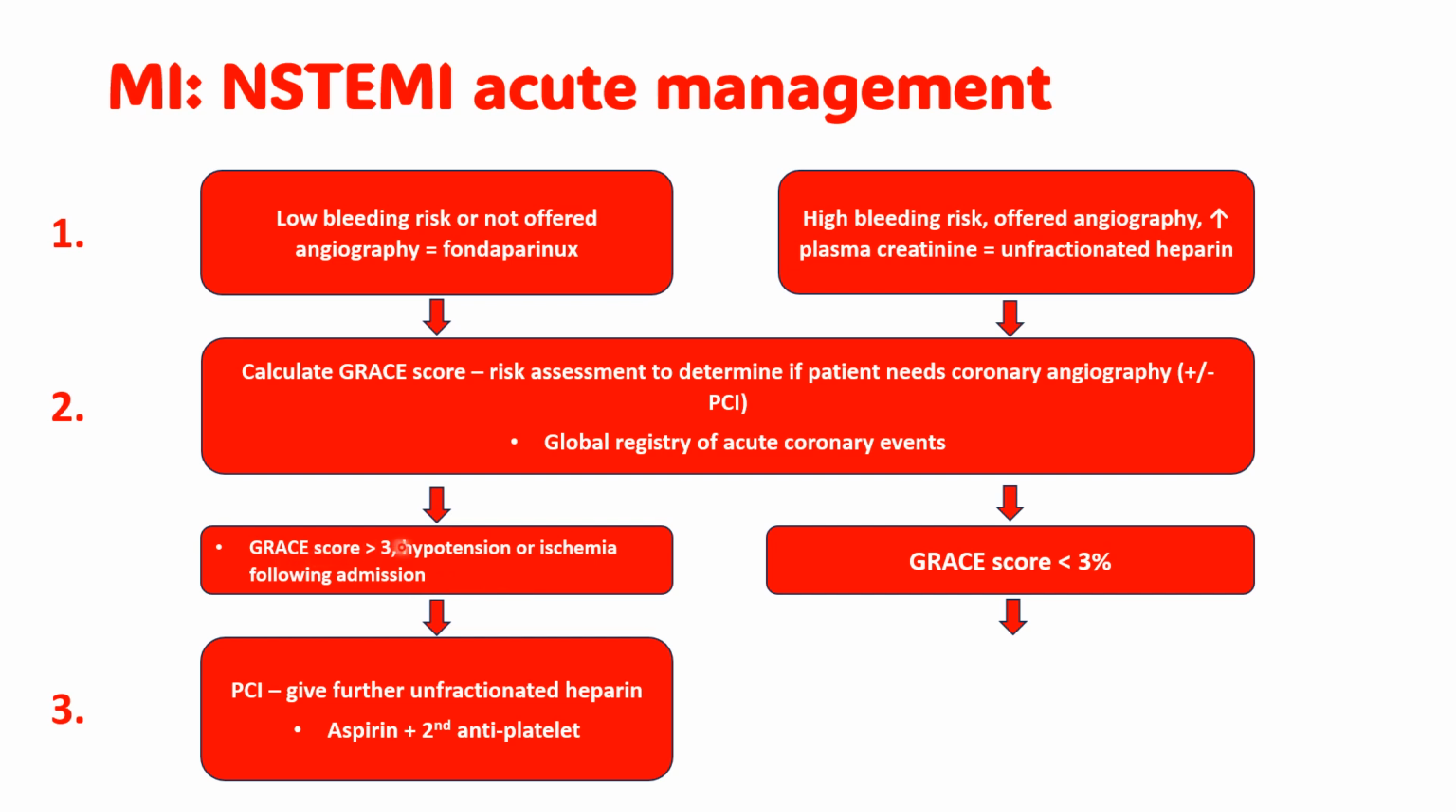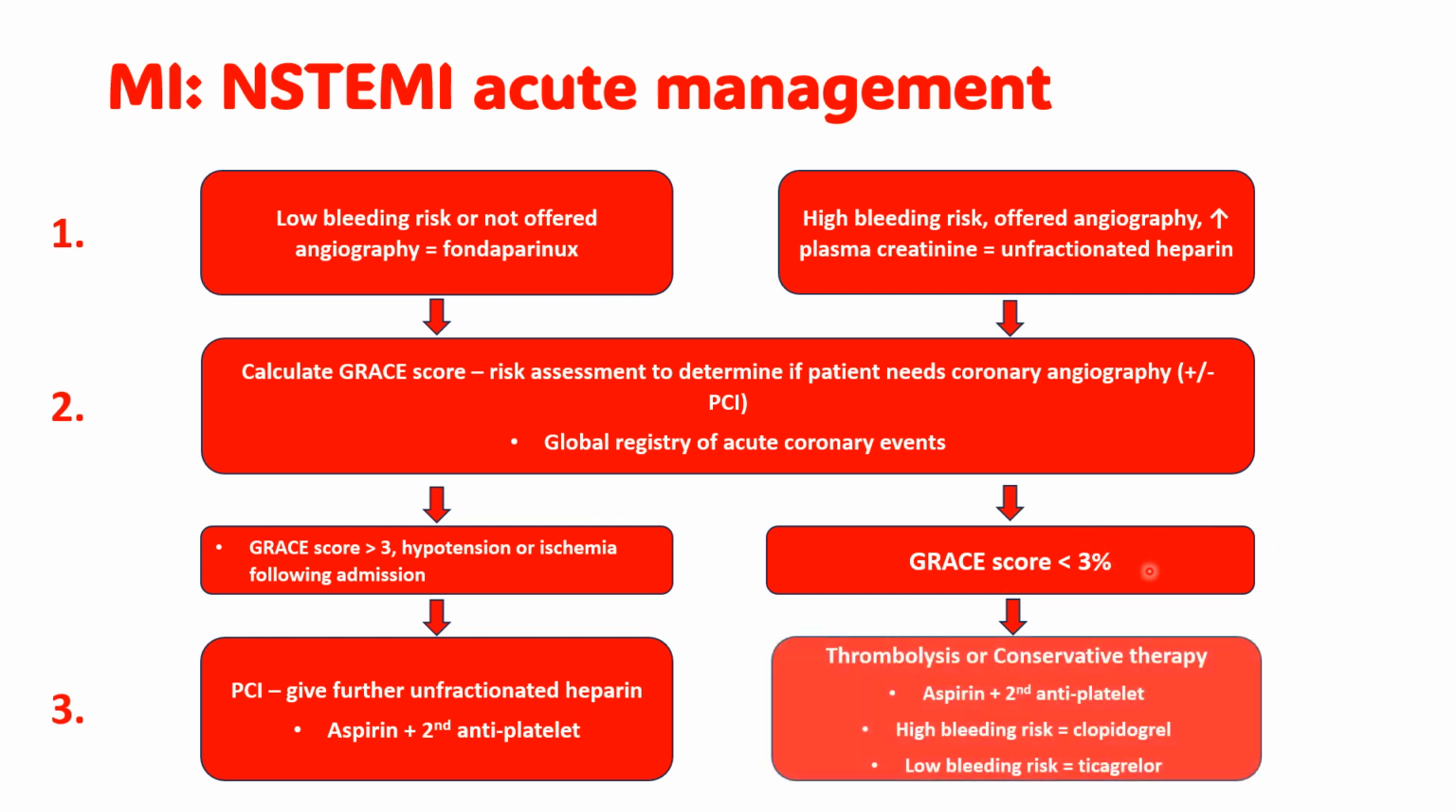So like we said, if the GRACE score is greater than 3%, they have low blood pressure or ongoing ischemia, they can have PCI, so you need to give further unfractionated heparin, aspirin, and also a second antiplatelet, which we mentioned could be clopidogrel, prasugrel, or ticagrelor.